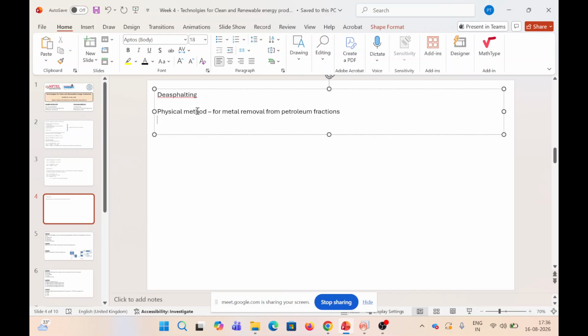So what is this desalting process? Anyone? Any small guesses? You may have heard about this process if you have happened to take courses on petroleum or work in the petroleum industry. Anyone? It's basically a physical method. It works on the principle of differences in densities.